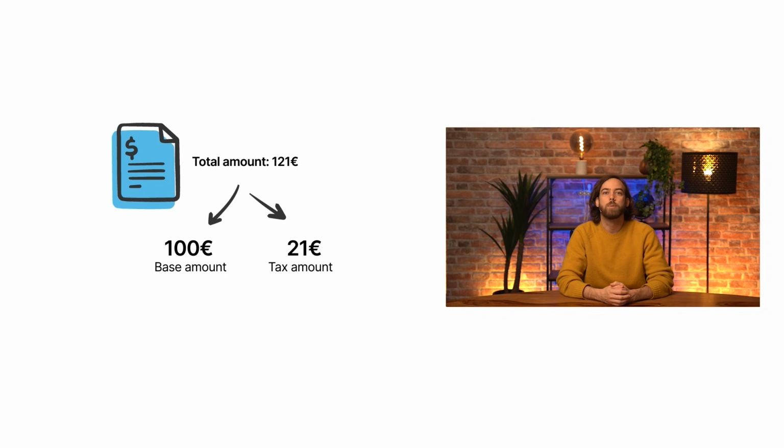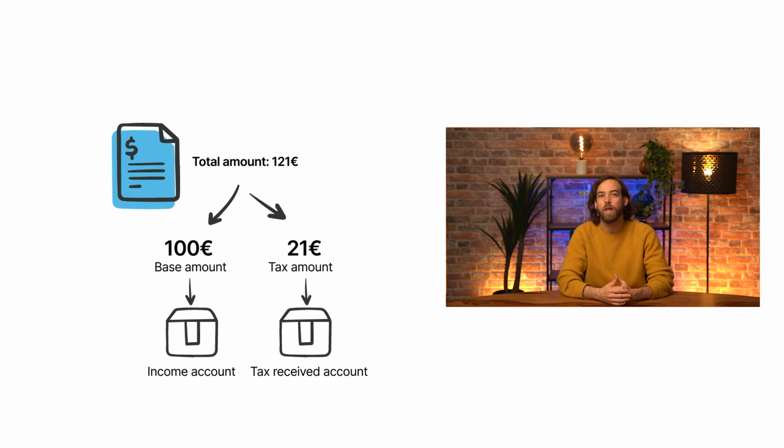The 100 euros represents our actual income and should be recorded in the income account. The 21 euros is a tax collected on behalf of the government and charged to our customer. And this must be recorded in the tax received account. The opposite occurs with vendor bills.